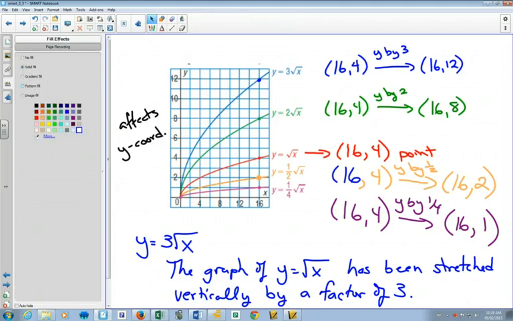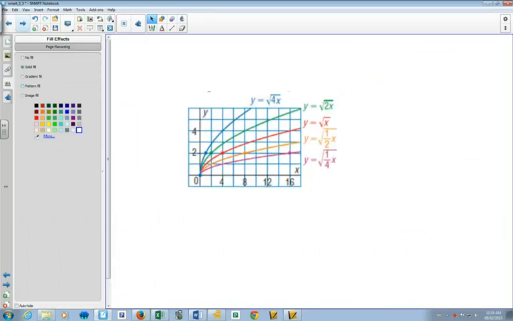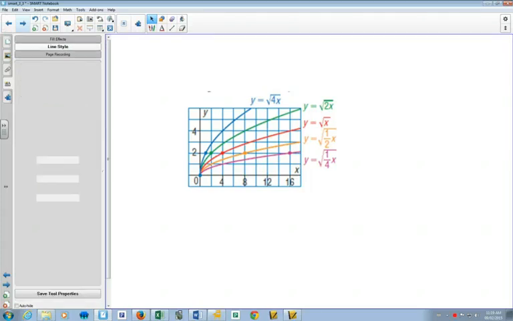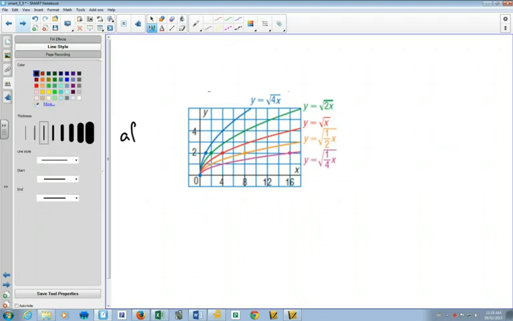When there's a value out in front, outside, it affects the y-coordinates. On our next one here, you see that each of those numbers are inside. Numbers that are inside are going to affect the x-coordinate.